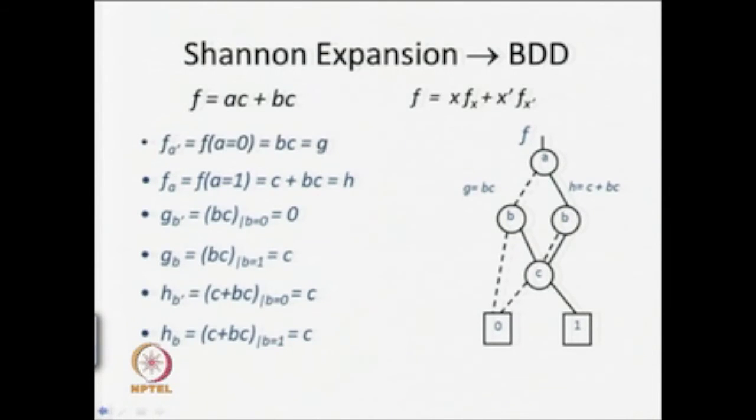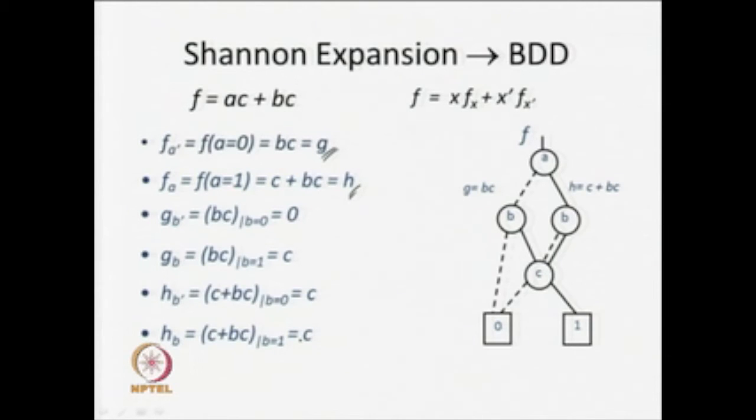Eventually, you just see we are going to apply the Shannon expansion for all the variables. So, we are getting g and h. Here I have the function g and here the function h. Now we apply Shannon expansion on g and h. If b equal to 0, the functional value is 0, and when b equal to 1, g will be c, because b equal to 1 dot c will be c. Similarly, in case of h, if b equal to 0, then it will be c, and when b equal to 1, it will be c plus c, which is equal to c.